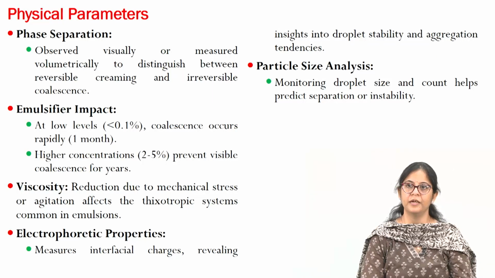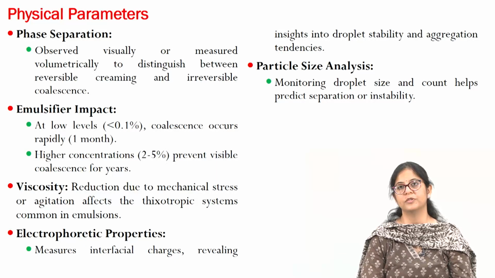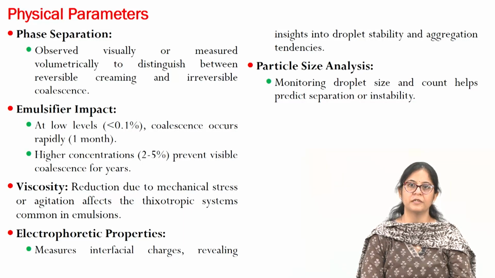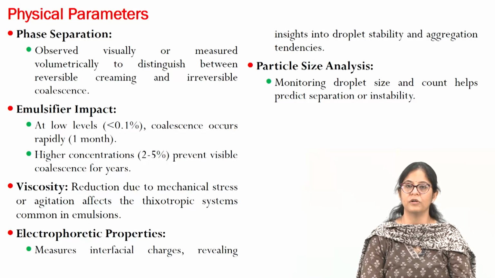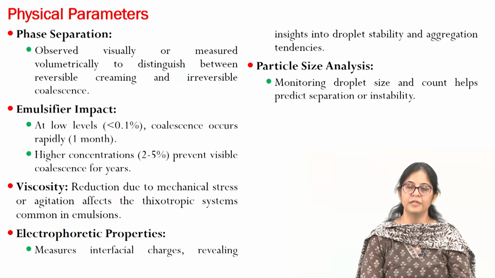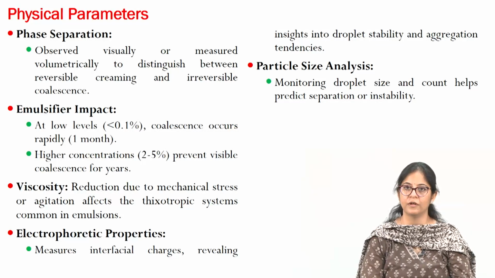Then phase separation, which is the visual separation of the two phases when observed visually or measured volumetrically to distinguish between the reversible creaming and irreversible coalescence. The phase separation can be used as a parameter to detect the physical instability. The emulsifier impact, that is at low levels or high levels, what is the impact on the protection against coalescence. So, at low levels, that is at concentrations less than 0.1%, coalescence occurs rapidly. High concentrations between 2 to 5% prevent visible coalescence for years.